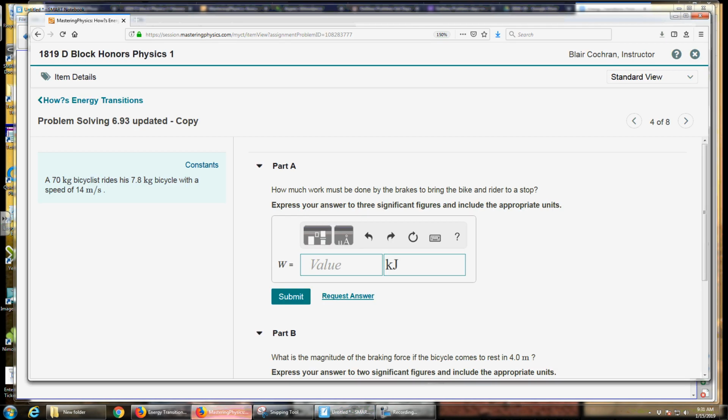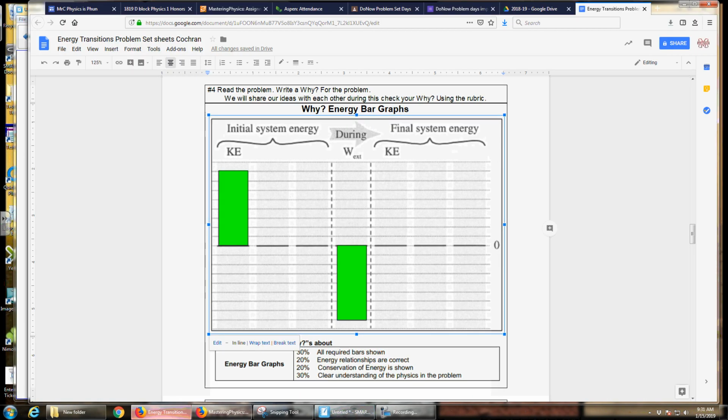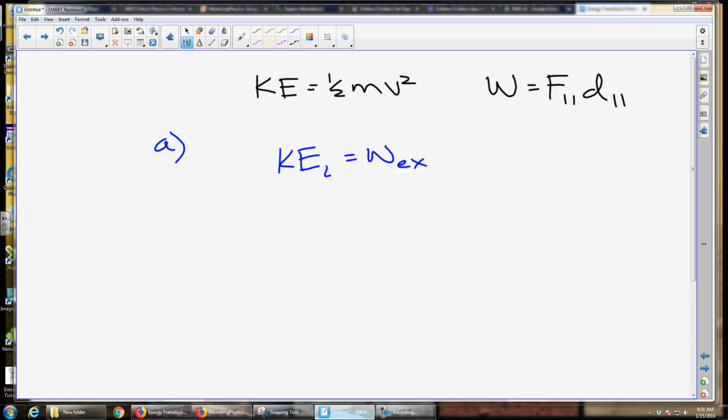In part A, how much work is done by the brakes to bring the bike and the rider to a stop? So from my why, I know that whatever kinetic energy it has at the beginning has to equal the work external done on it, right? They're the same magnitude, just different. The external work, we said, is negative because it's taking energy out of the system. But here we're just comparing their magnitudes, how big they are, since we don't have a directionality, and we wouldn't use one.